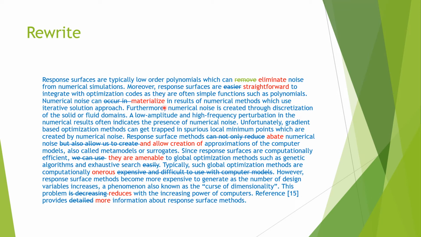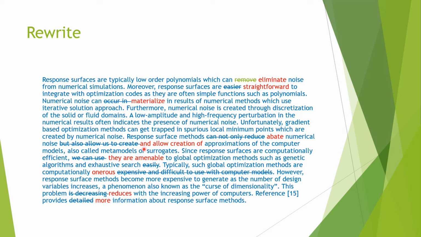I'm putting the Z here in place of S, which is used in UK writing. Now I see a sentence here which doesn't look so good to me: "Response surface method can not only reduce." So I use a word from my vocabulary, that is abate, which is essentially if something is bad and is becoming less bad. So I use that word here.